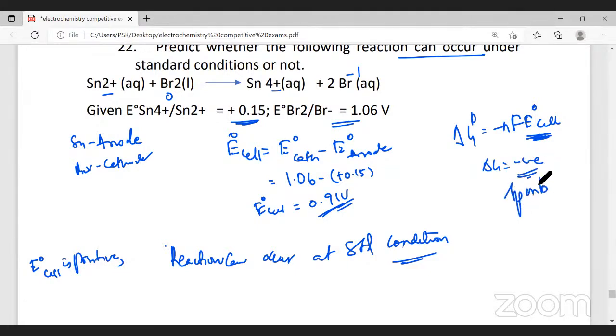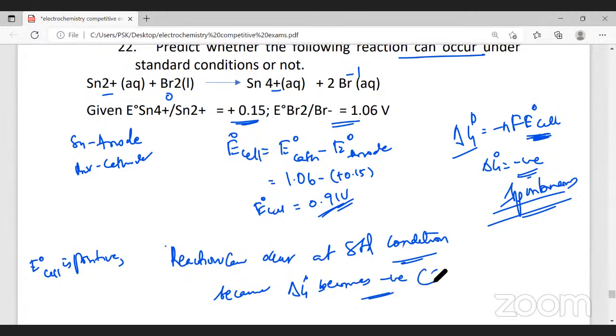When delta G is negative, what's the reaction called? Spontaneous reaction. That means the reaction can take place without the help of any agency. See, E naught is positive, delta G naught becomes negative. Therefore, the reaction can proceed. That's why we've written, since E naught is positive, reaction can occur under standard conditions because delta G naught becomes negative. Therefore, the reaction is spontaneous.